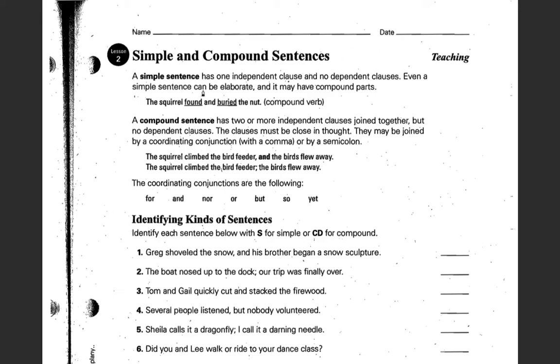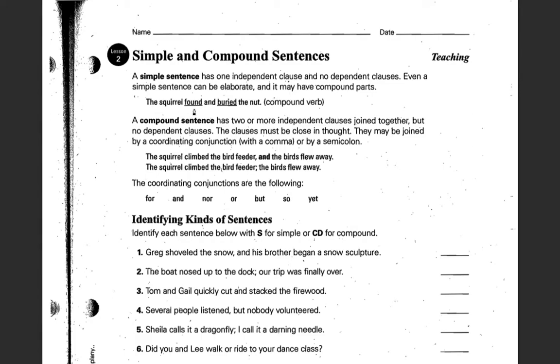Even a simple sentence can be elaborate and it may have compound parts. So what does this mean here? This means that even if a sentence has more than one verb or even more than one subject, this doesn't mean that the sentence has more than one clause. Okay, so having more than one subject, and having more than one verb in the sentence does not mean that the sentence has more than one independent clause.